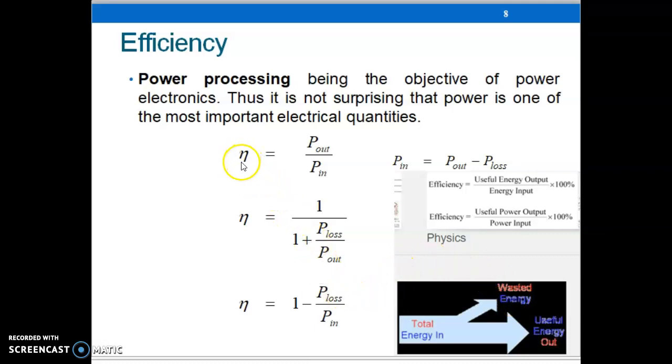So we can see that P out divided by P in is the efficiency. The lower the losses, the better the power converter is.